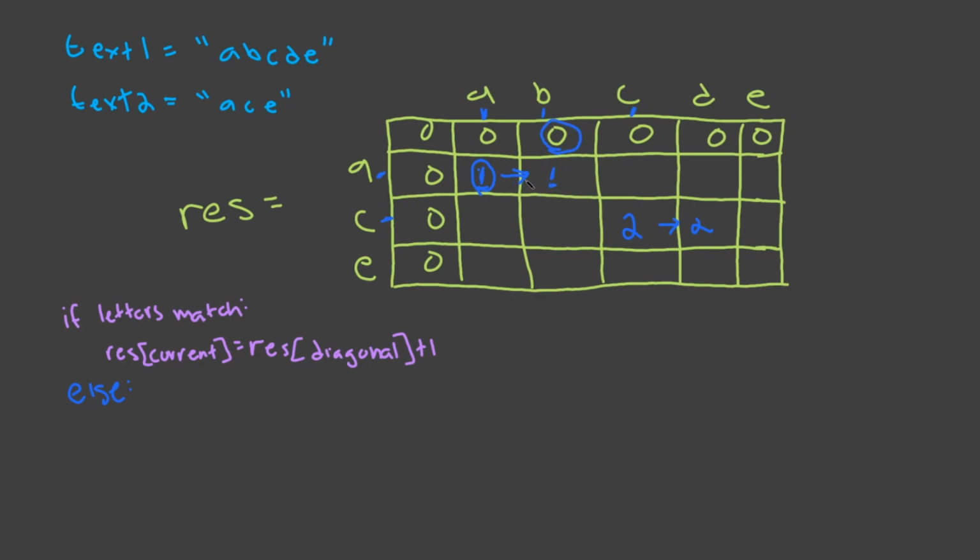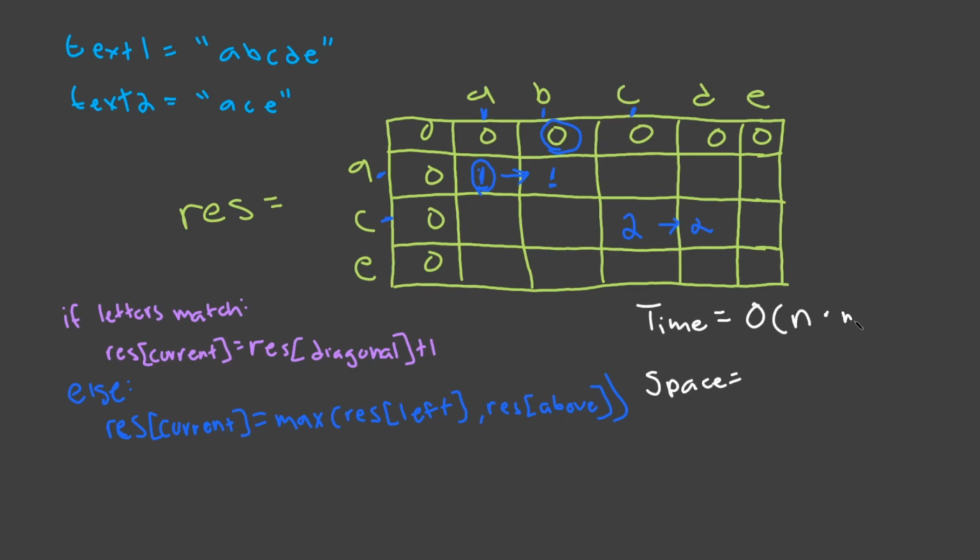So the way to write this would be, we want to update our result at current to be equal to the max between our result at the left and our result above. And that should be it as far as our pseudocode goes. Our time complexity for this algorithm would be O of n times m.